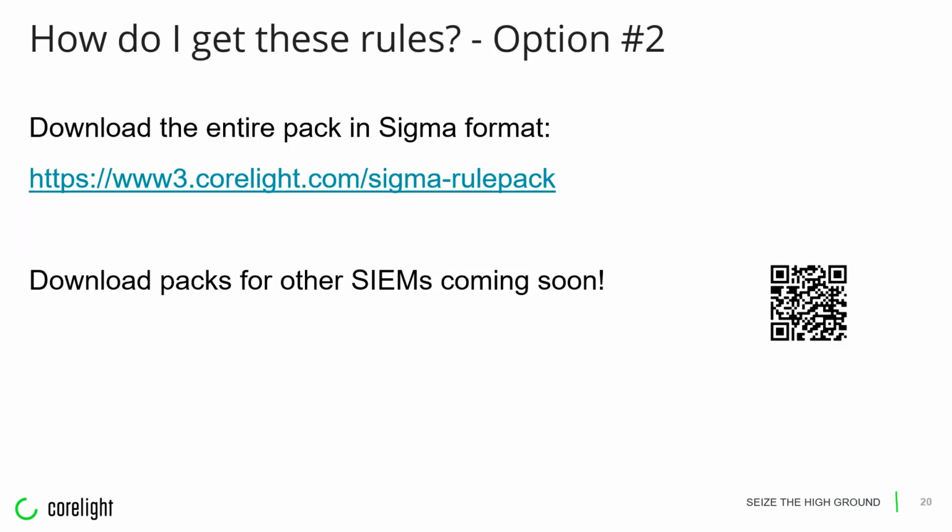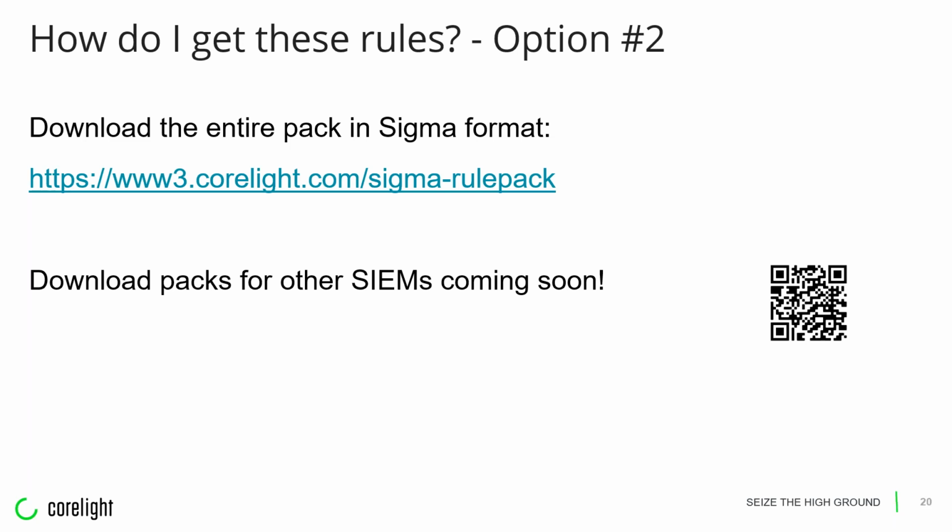So the other option for downloading the rules is to download the entire pack in Sigma format. They're just flat text files containing the Sigma. They do require you to translate them to your SIEM, okay? So if you download this rule pack, you will then need to go to uncoder.io to paste in the Sigma query and select the SIEM for translation.